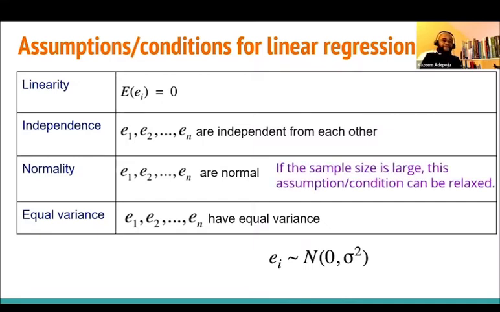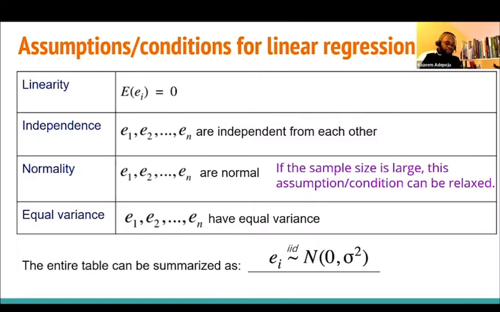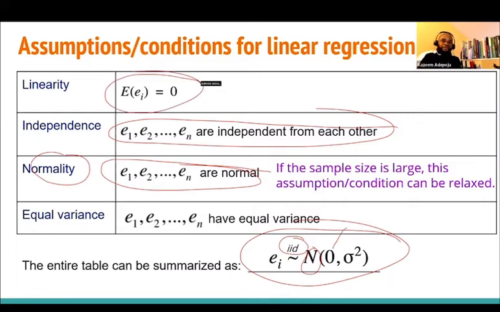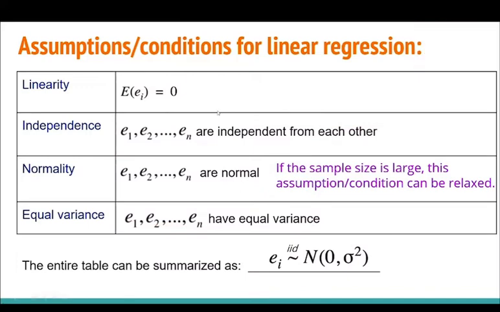Now, like I said, the entire table can be summarized as that. I'm going to say that again. IID is talking about independence. N is talking about normality. Then 0 here is talking about linearity, that the expected value of error equals 0. And sigma squared here is talking about equal variance. So take a look at that. The entire table can be summarized as that equation. Good job.